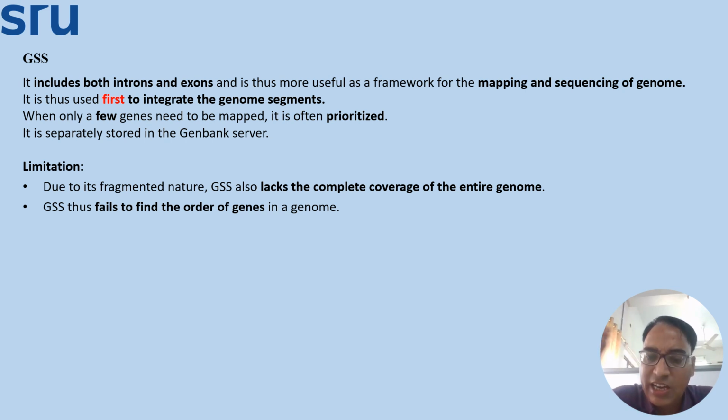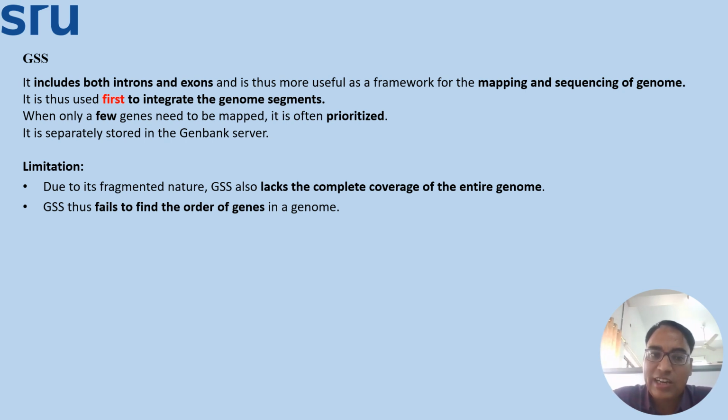So see, unlike ESTs, GSS includes mapping of the various introns and exons. It considers all of them. So what is the advantage? We can take the GSS, map it anywhere in the genome, and we'll get the exact location.